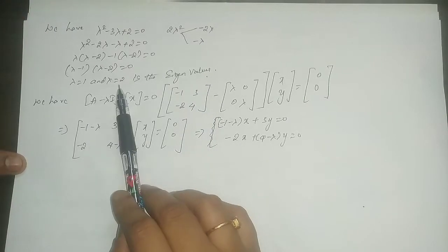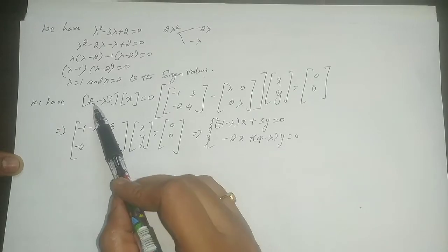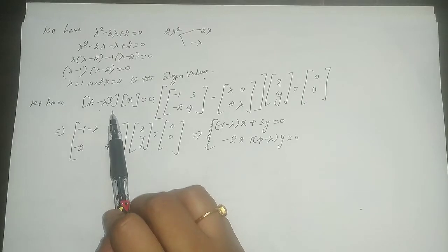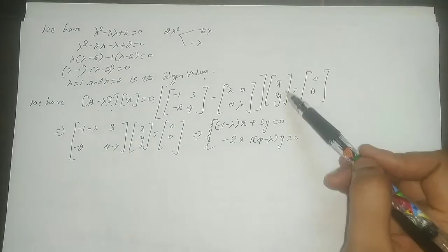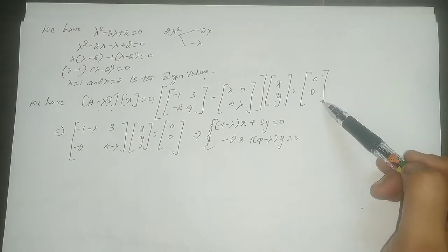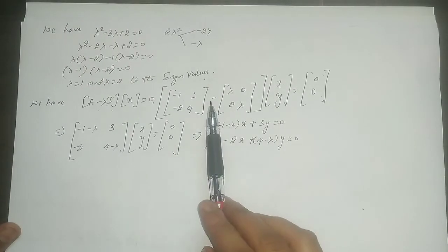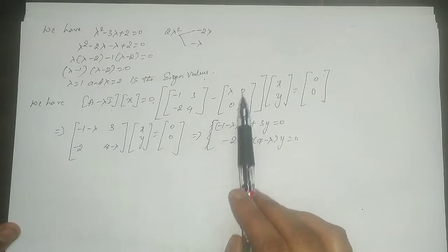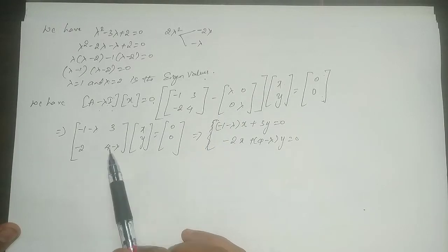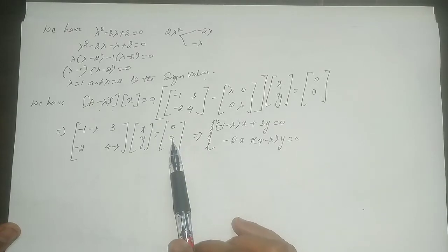So what we have to find after we get eigenvalues? We need to find its corresponding eigenvectors. So take the matrix A minus lambda I into x is equal to 0. Since it's a 2 cross 2 matrix, we will have two variables x and y, and the 0 matrix has 0 and 0 in a column. Now when you multiply the matrix A minus lambda into I, we get minus 1 minus lambda, 3, minus 2, 4 minus lambda into x y is equal to 0 and 0.